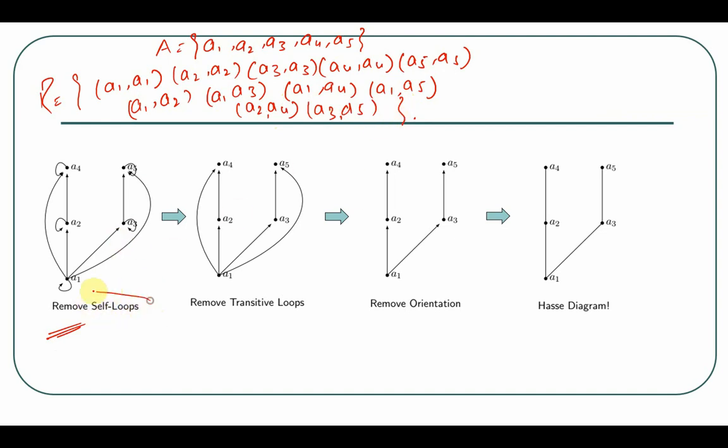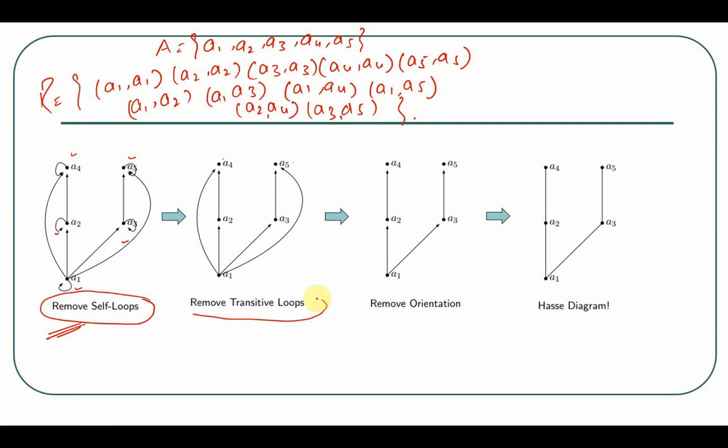So first step is to remove all the self loops. So I have a self loop at A1, I have a self loop at A2, I have a self loop at A3, A4 and A5. In the first step, we remove all the self loops.